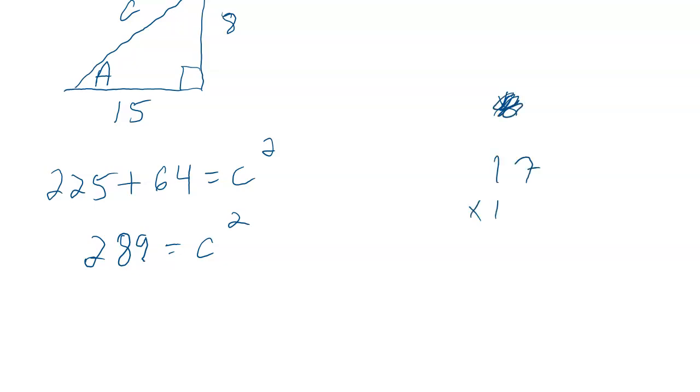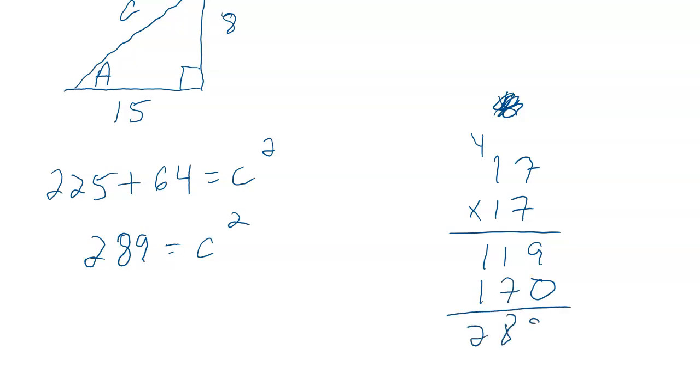17 times 17. 49. 11. This is looking good. This is 0. This is 17. Look at that, 289. Boom. Yay. C equals 17. Awesome.